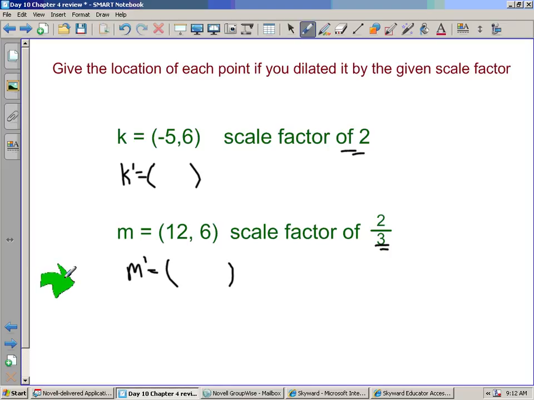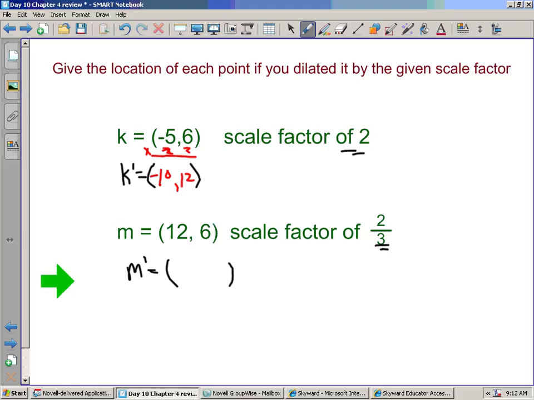When they give you a scale factor, it simply means you multiply by those numbers. I'll multiply by 2. Here I'm going to multiply by 2/3. We'll talk about that in a second. The multiplying by 2 should be fairly simple. 5 times 2, 6 times 2. The first one was negative, so K prime is negative 10, 12.